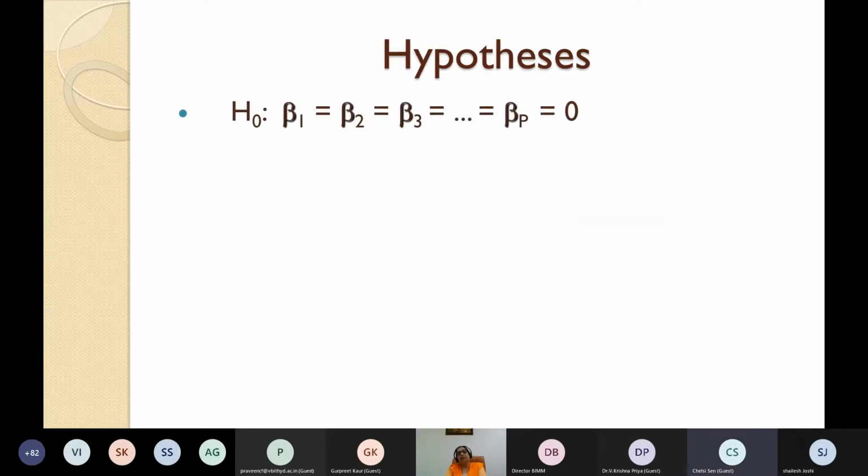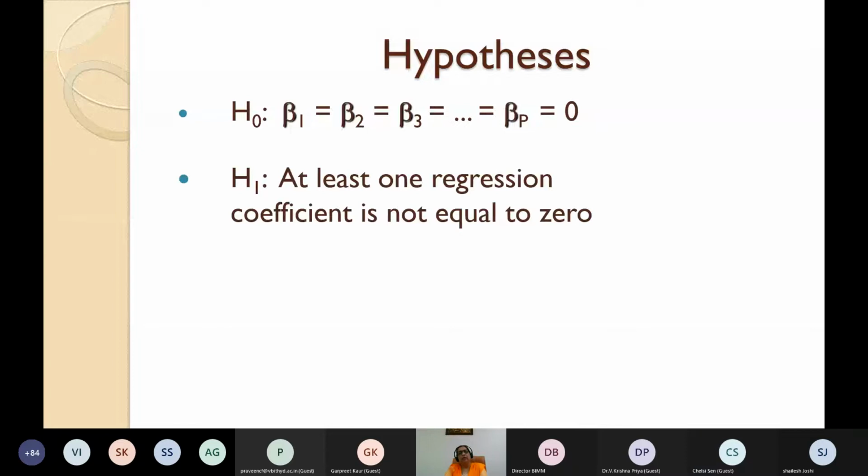So in this case, we identify first the null hypothesis, that the coefficients are equal to 0, and the alternate hypothesis, that at least one regression coefficient is not equal to 0. We initiate the discussion with this particular hypothesis.